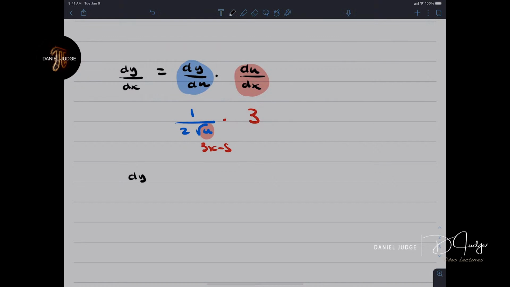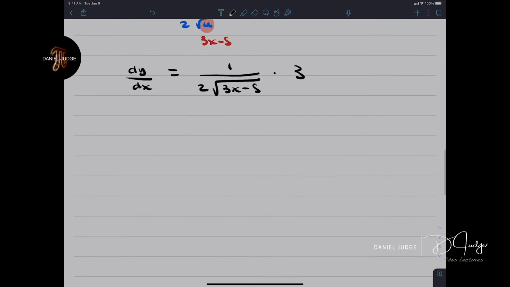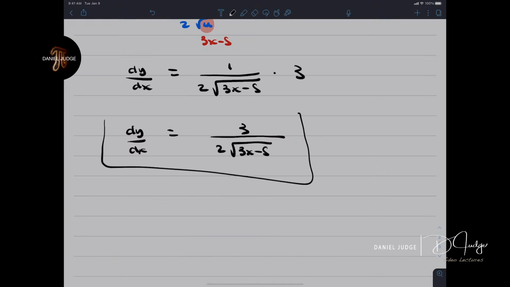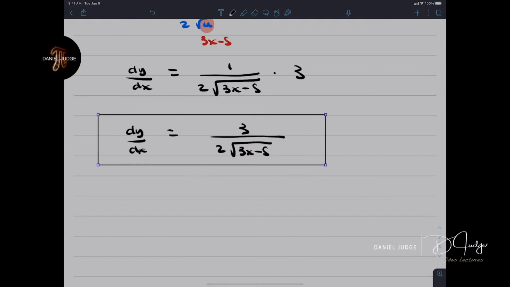And finally, you have, by chain rule, dy dx, 1 over 2 square root 3x minus 5 times 3. And you can see this very often as multiply the 3 with the 1. You're multiplying a fraction times a whole number, essentially. A rational times a whole number. And there you go. And that's number 3.